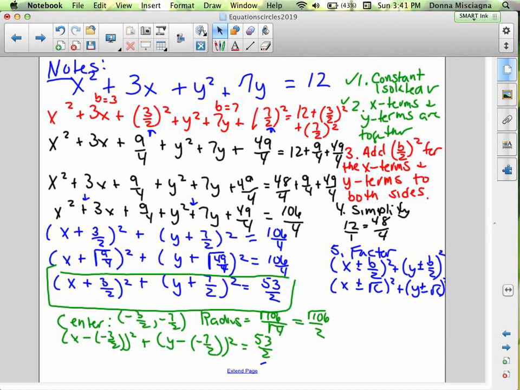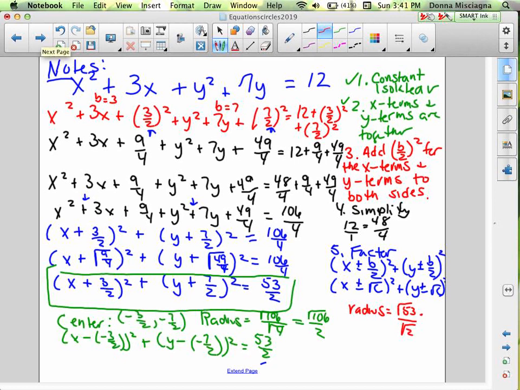So I'm going to show you what happens if we use the radius as 53 halves. So if we use 53 halves, right, we have a radical in the denominator. To get rid of the radical in the denominator, we just multiply. If you have a square root in the denominator, you just need one factor, and that's the only kind we're going to see. So to rationalize a square root, you just multiply numerator and denominator by that square root.